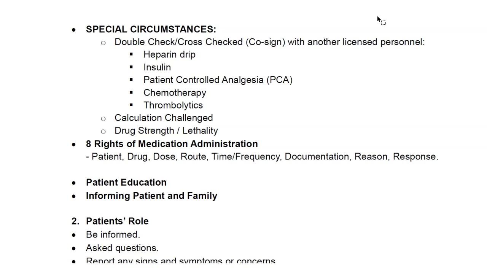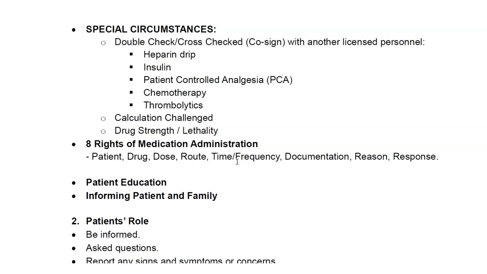So 1, you verify that you have the right patient, right? You verify that you have the right drug. You verify that you have the right dose, route, the time and frequency. Make sure that time and frequency go together. If you answered time alone or frequency alone, that's going to be incorrect. So make sure you put it together. Documentation is very important. So as we say in nursing school, if it wasn't documented, it didn't happen.